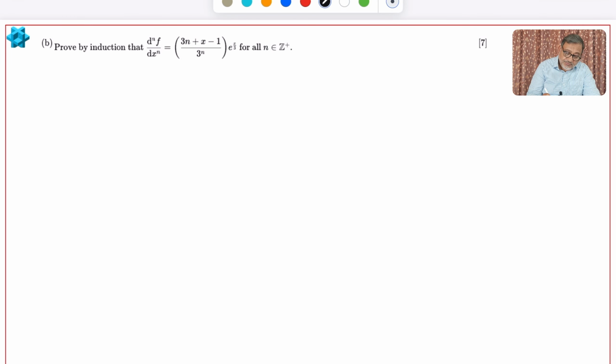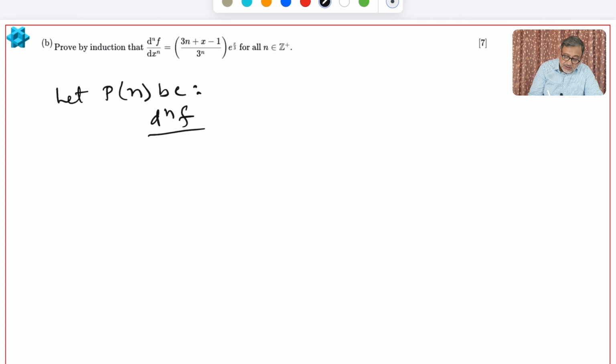B part: prove by mathematical induction that d^n f over dx^n, meaning the nth derivative of f, is given by (3n plus x minus 1) over 3 to the power n, times e raised to x by 3, for all n belongs to Z. Okay. So, we will first define this statement. So, let P of n be the given statement.